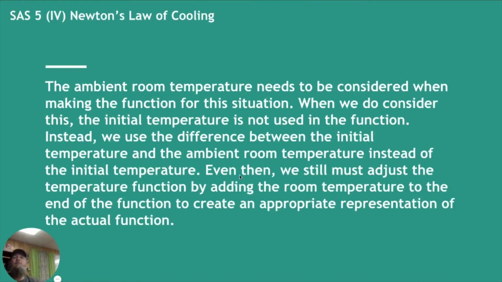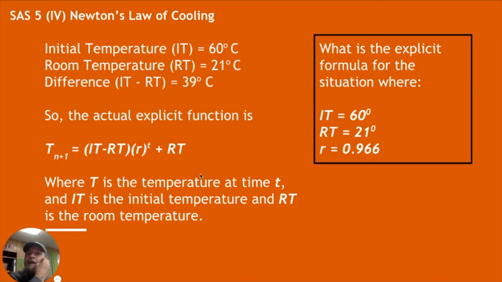Now, the ambient room temperature needs to be considered when making the function of this situation. When we do consider this, the initial temperature is not used in the function. Instead, we'll use the difference between the initial temperature and the ambient room temperature instead of the initial temperature. Even then, we still must adjust the temperature function by adding the room temperature to the end of the function to create an appropriate representation of the actual function. And you'll see what that looks like here.